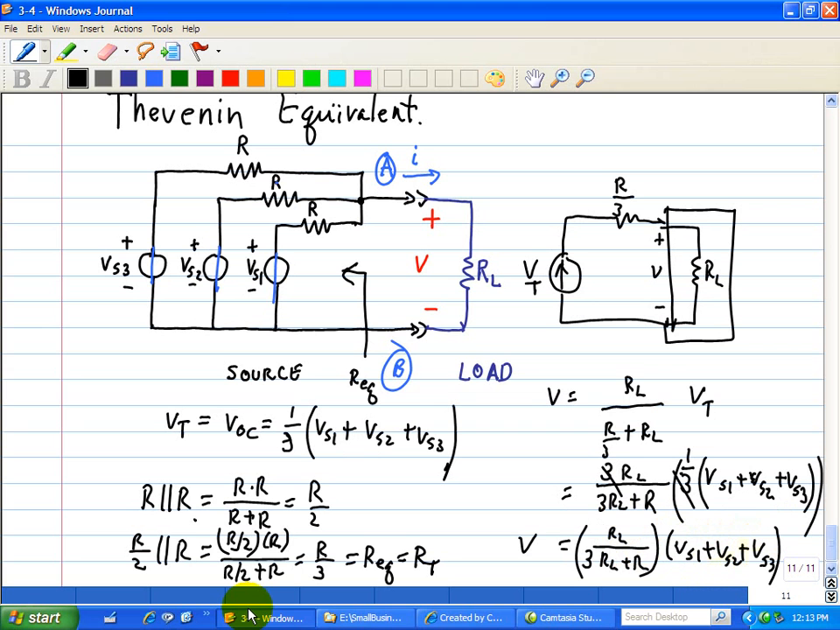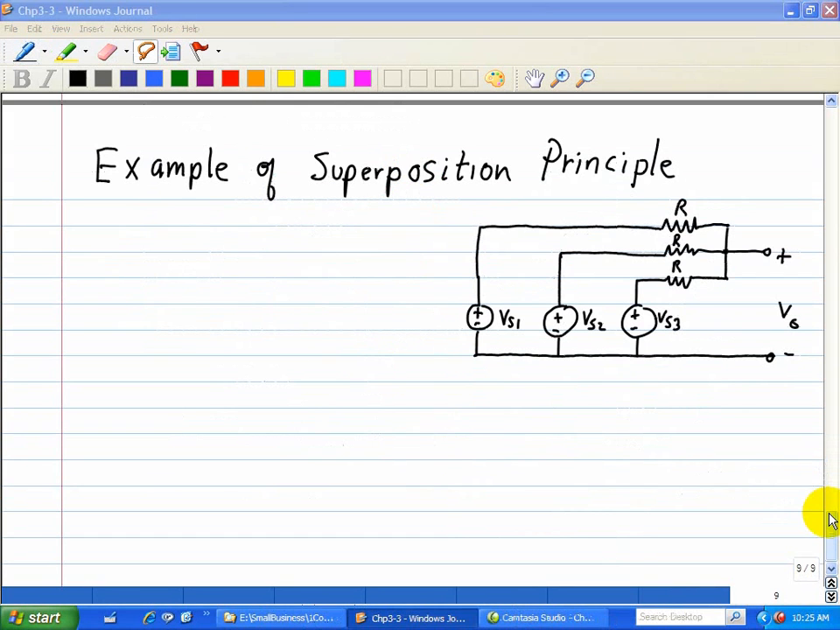The next video will show you how I derived this equation, and this was shown in a previous video on superposition. Here we have 3 voltage sources, and we want to find the output. So the first thing we need to do is, let's say we want to find the output due to VS3. Well, we need to short out VS1 and VS2.